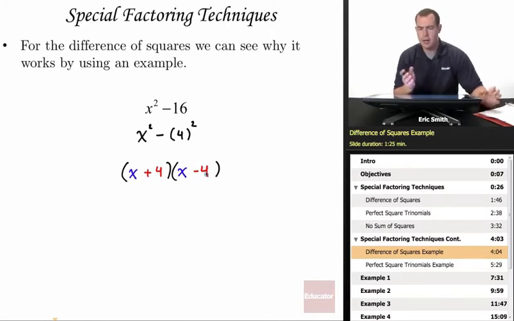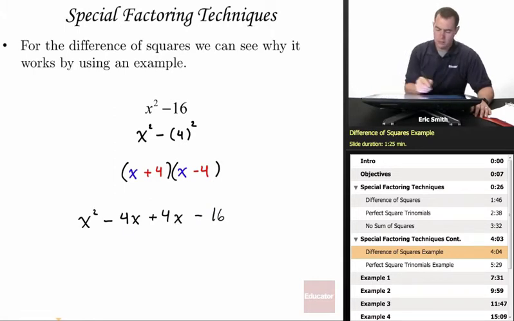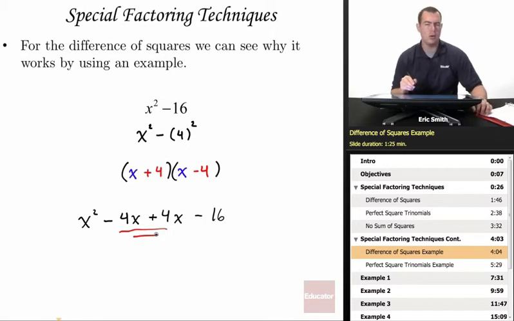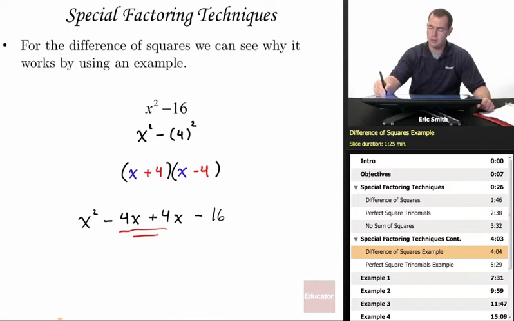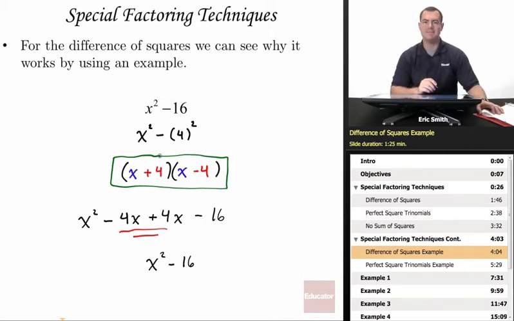Now, let's go ahead and multiply things back together to see why this is really the correct factorization. If we take our first terms, we get x squared. Our outside would be minus 4x, inside plus 4x, and our last term is minus 16. You notice that those outside and inside terms, one is positive, one is negative. Other than that, they're the same, so they will end up canceling each other out. So the only thing we're left with is just the x squared and the 16, like we should. So you can be pretty confident that this is the proper factorization when dealing with the difference of squares.